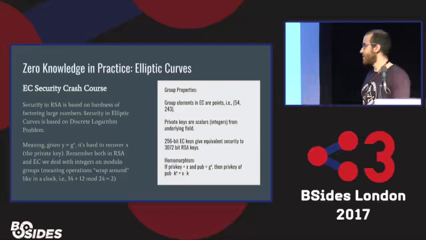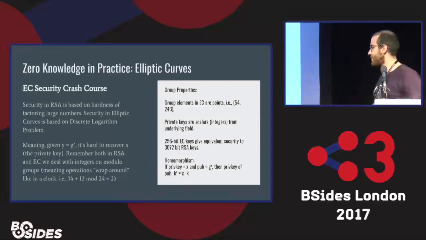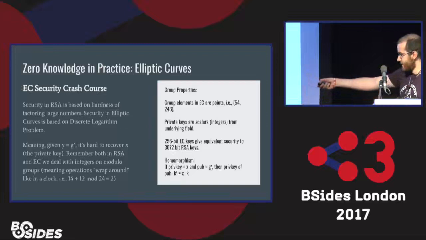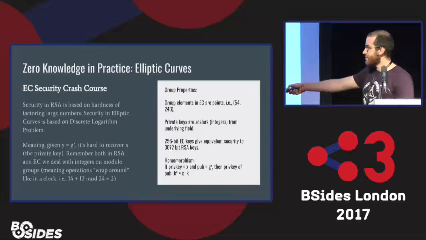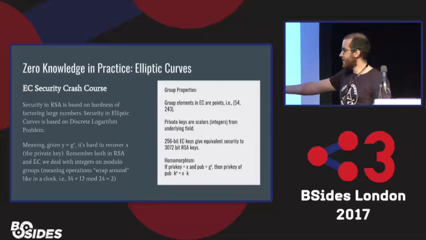It's so much slower to generate RSA signatures and so on and so forth. Anyway, here's a really cool property: the homomorphism between the private key and the public key. If the private key is x and the public key is g to the x, then the private key of the public key times k, like a random number k, to the x, is x times k. This is actually used for stealth addresses in Bitcoin.